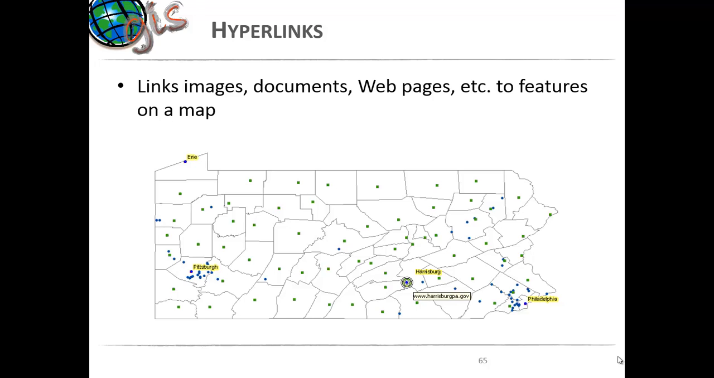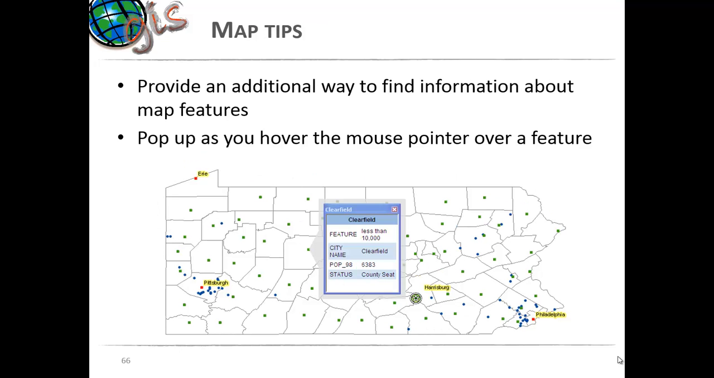Then let's talk about hyperlinks and map tips. Hyperlinks, like the name itself, link images, documents, or web pages to features on a map. Once you enable a hyperlink, you can click on these features and go to that particular link, like an image or a web page. It provides an additional way to find information about your map features, not just the data in the attribute table, but more information than what you actually have.